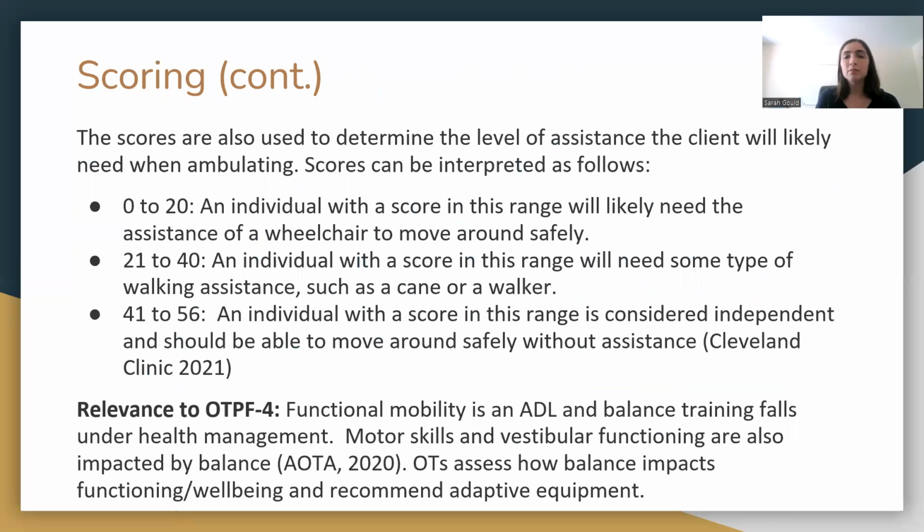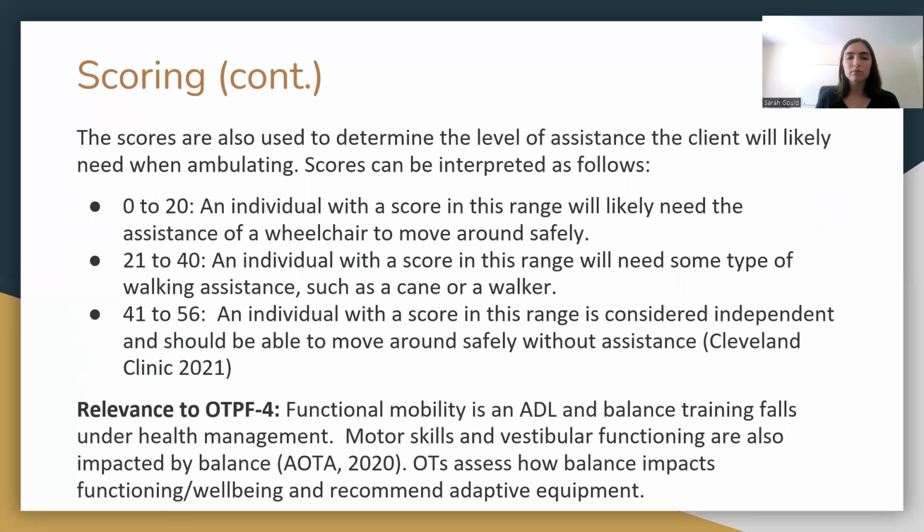The scores from this assessment can also be used to determine the level of mobility assistance that the client will need. So a score of 0 to 20 means that an individual will likely need the assistance of a wheelchair to move around safely. 21 to 40 means that the individual will likely need some type of walking assistance, such as a cane or a walker. And individuals who score 41 to 56 are considered independent and should be able to move around safely without assistance.